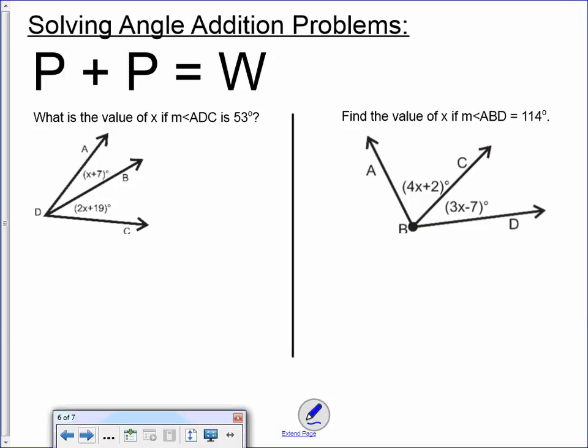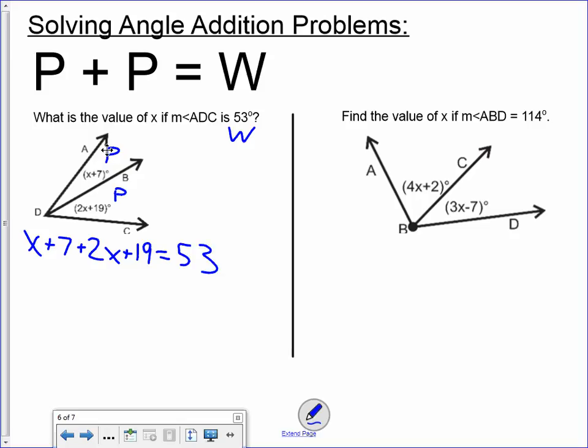To solve these, we're going to do the exact same thing. The question asks, what is the value of x if the measure of angle ADC is 53 degrees? Now, angle ADC is the entire whole angle. So again, let's label the pieces and the whole. x plus 7 is a piece. 2x plus 19 is a piece, and 53 degrees is the whole thing. So I'm going to do piece plus piece equals whole.